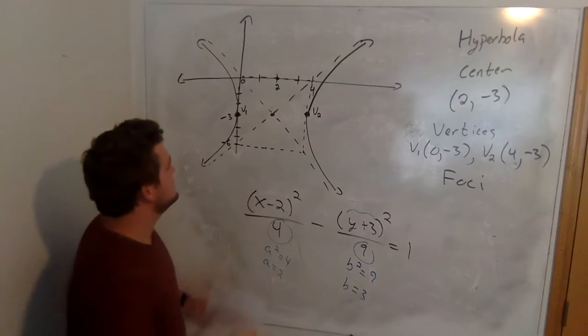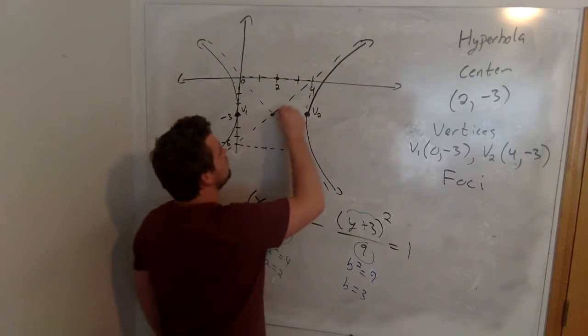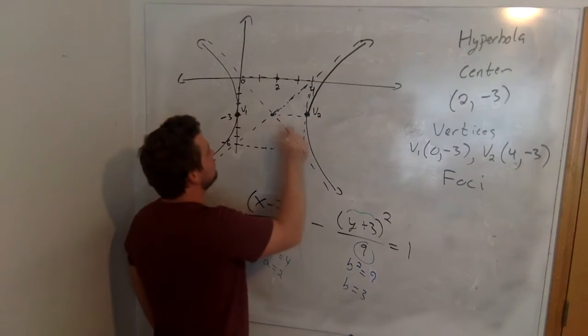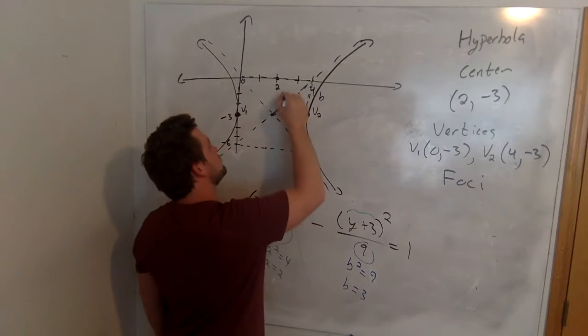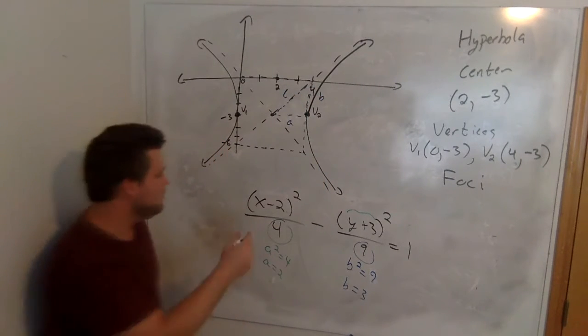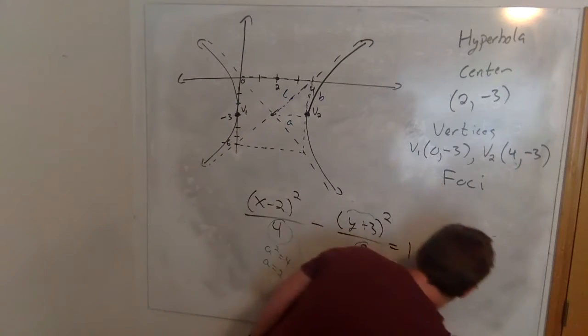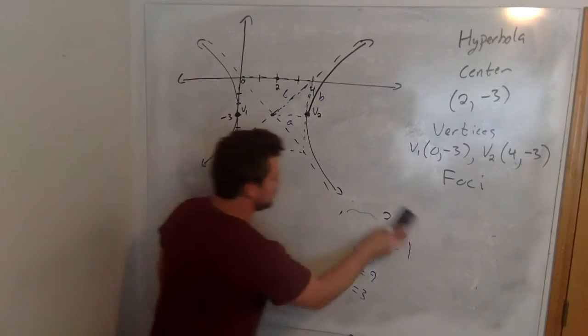I always like to think about this right triangle right here. This will be our A in the situation. This will be our B, and this will be our C. So we have that C squared. I'm going to erase a little bit of this here, give us some more room to work with.